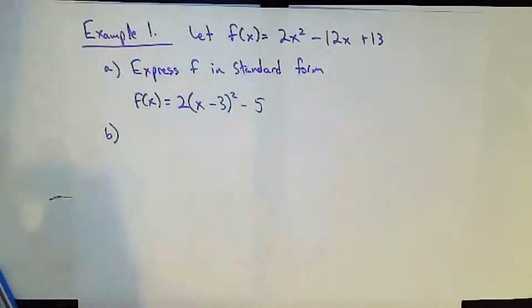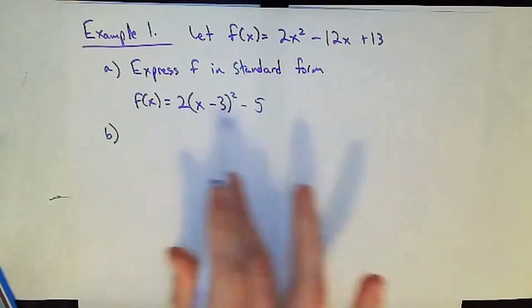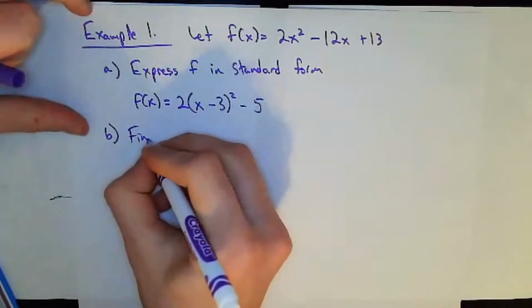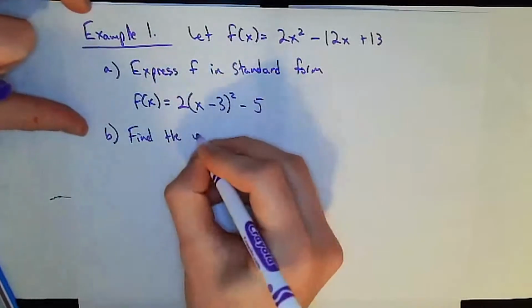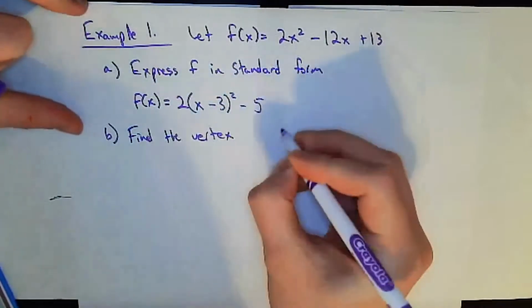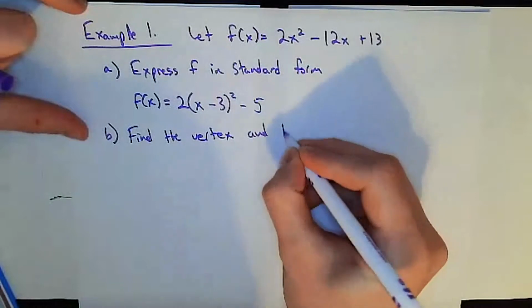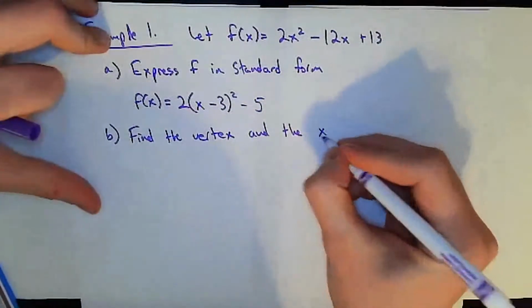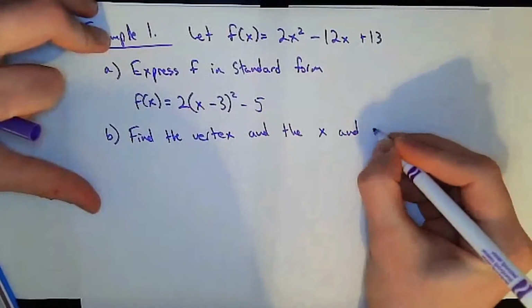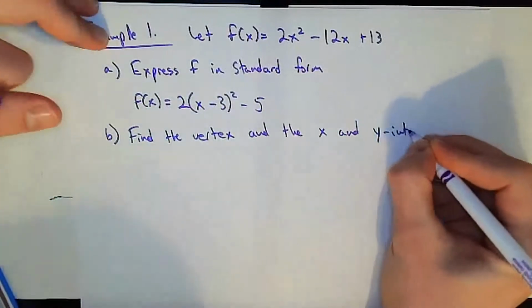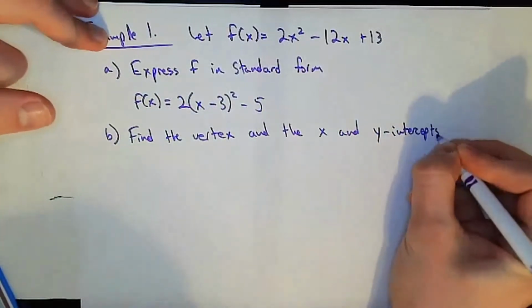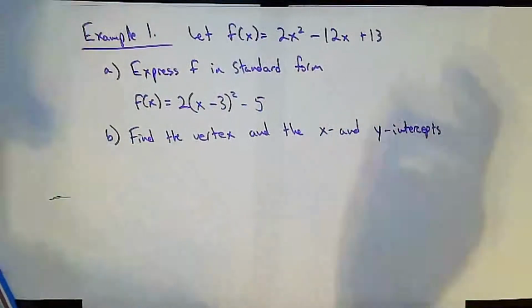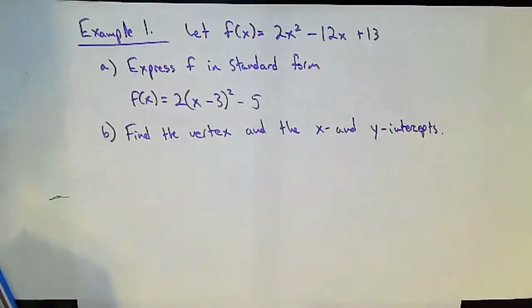All right, so we've already done part A. It was a fair bit of work, but there it is. Now part B says find the vertex. Well, that's easy because we can read it straight from this standard form, but it also says the horizontal and vertical intercepts, in other words, the x and y intercepts. All right, so let's do that now.